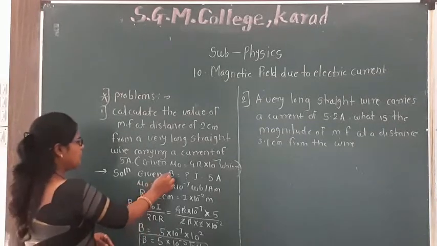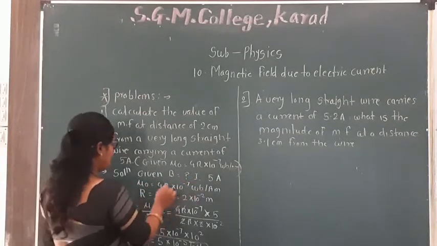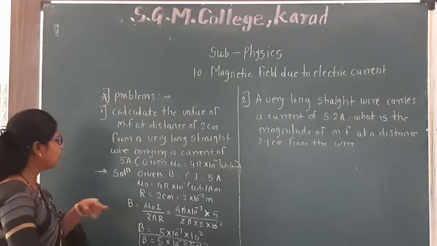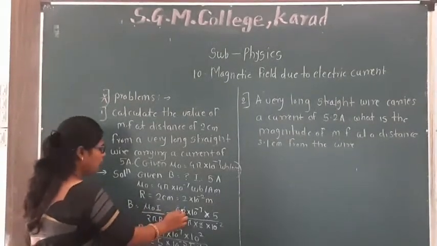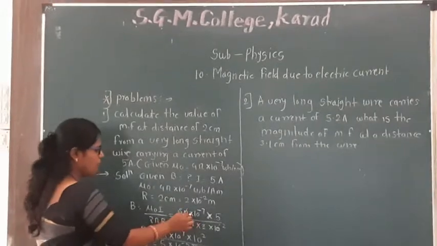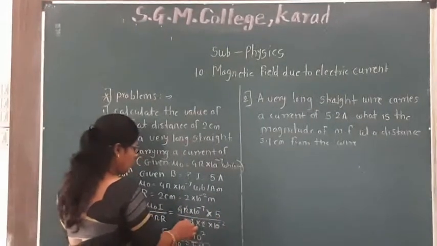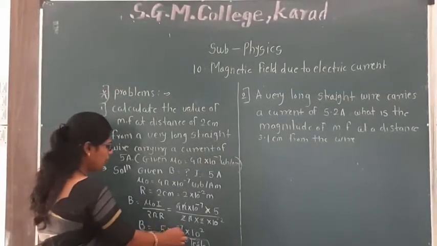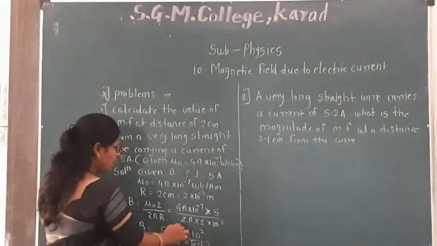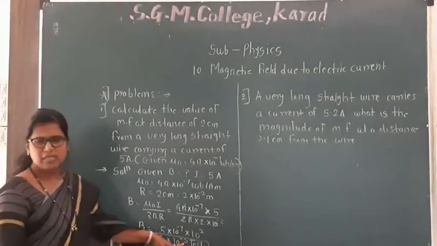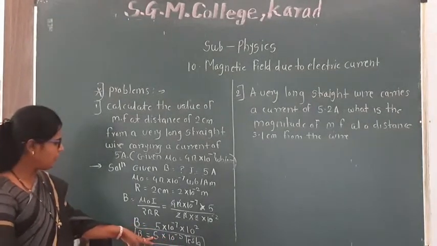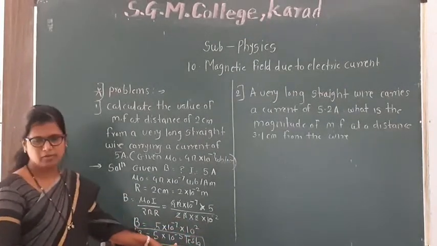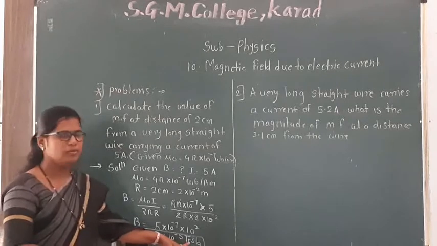Now once again, first of all we have to write the given values. Current and mu 0 are given here, R is also given here. Then using the formula B is equal to mu 0 I upon 2 pi R, mu 0's value is 4 pi into 10 raised to minus 7 into 5 upon 2 pi; the pi cancels. Then the last value we get is B is equal to 5 into 10 raised to minus 7 into 10 raised to plus 2. Then minus 7 and plus 2 is minus 5. The value is 5 into 10 raised to minus 5 Tesla.